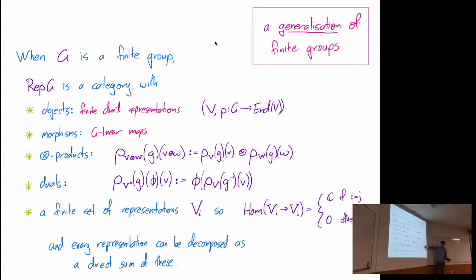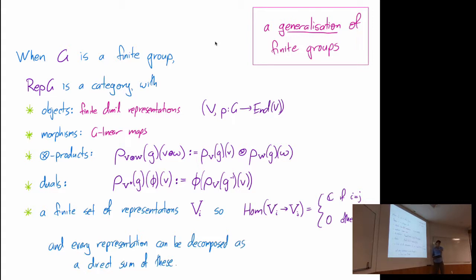Now, we need more than just that there exists a set of representations like that. Semi-simplicity is then saying that every representation is broken up as a direct sum of those. Everyone's happy? Good stuff. Any questions? Okay. So there are many, many other things that you can say about Rep G as a category when you know G is a finite group.